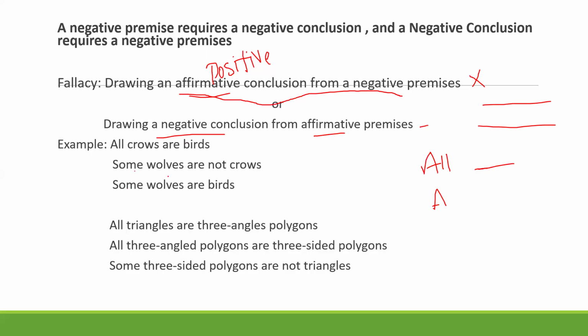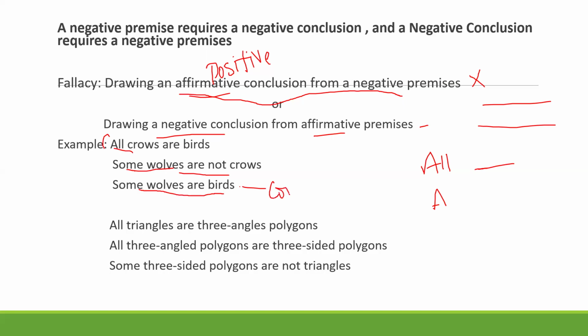Now we can see, some wolves are not crows, some of these are bats. So here a negative has come. So it depends on that. So with this one, all and some not, automatically it has to come as some not only. The answer will be this, this is the conclusion.